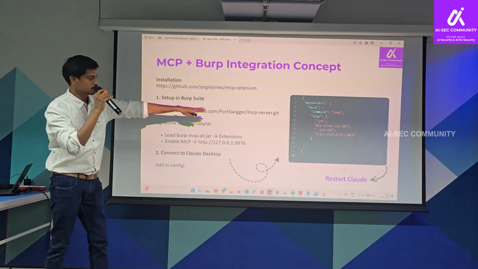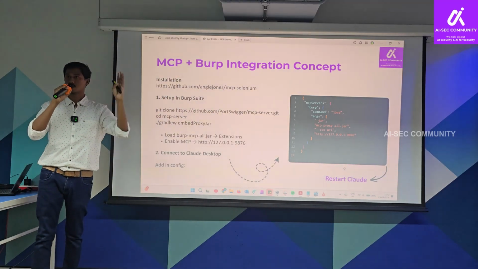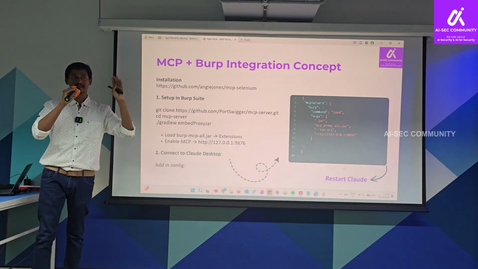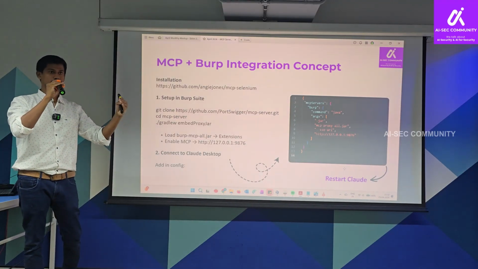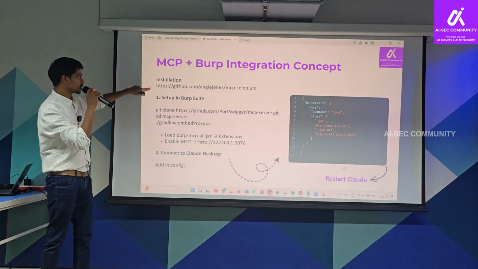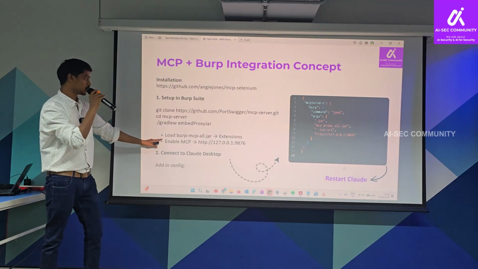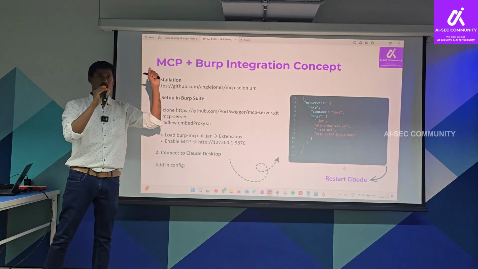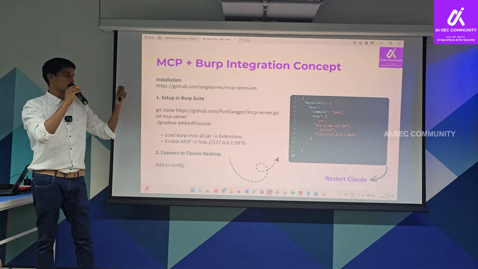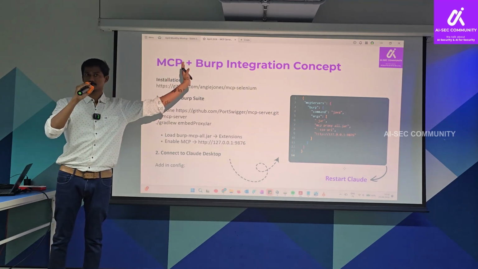But here, for the session's sake, we have used the third party MCP servers. This is the thing which you have to do: go to the Claude desktop, edit config, go to developer option, edit config, copy this thing, paste it. This is the URL which is mentioned here, and you have to paste it. Once you load the extension in the Burp Suite, you have to restart Claude. Once you restart Claude, then it will get automatically connected.